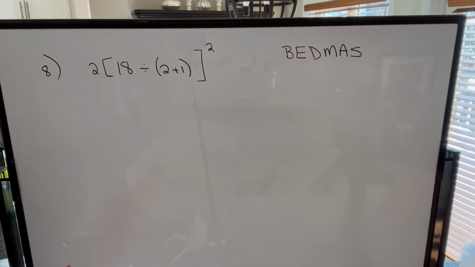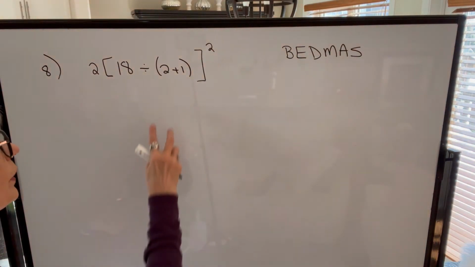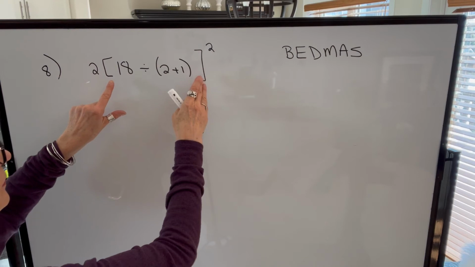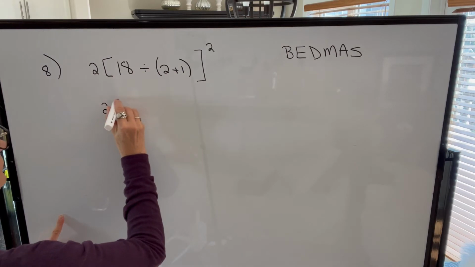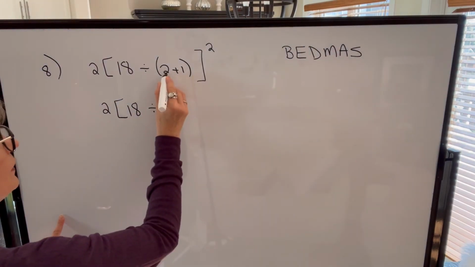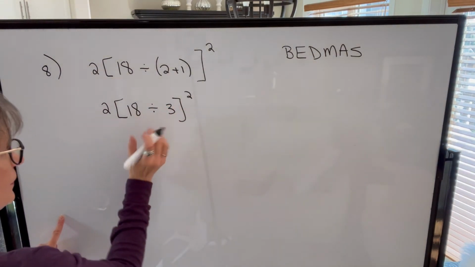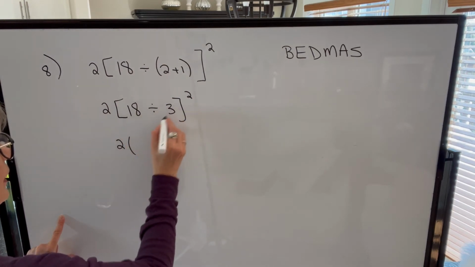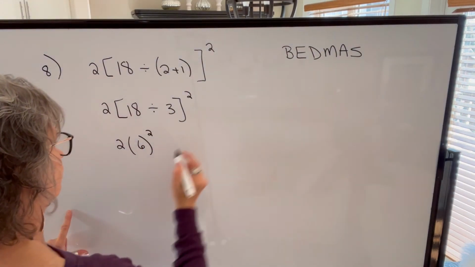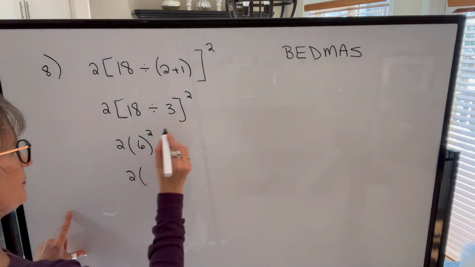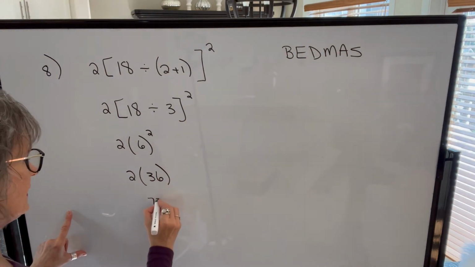This last example is very similar to the previous one, except that our exponent now is outside of the square brackets. So we're going to work at simplifying within the square brackets, and in order to do that, I have to do the parentheses first. So 2 plus 1 is 3. I do what's inside the brackets first. So 18 divided by 3 is 6. Now I do exponents. 6 squared is 6 times 6, which is 36. Now I can do the multiplication. 2 times 36 is 72.